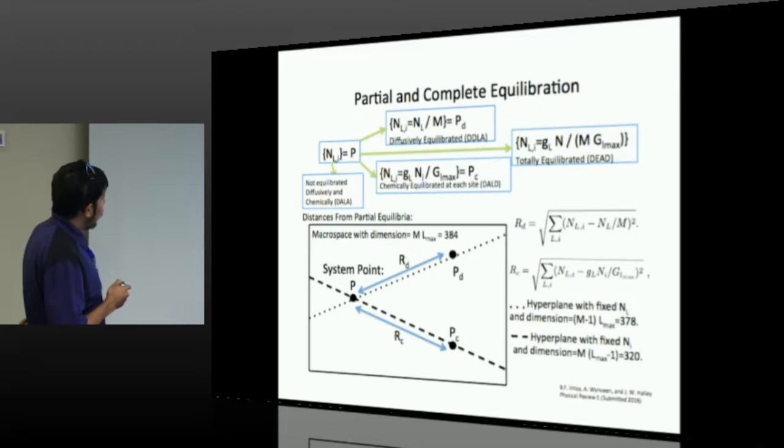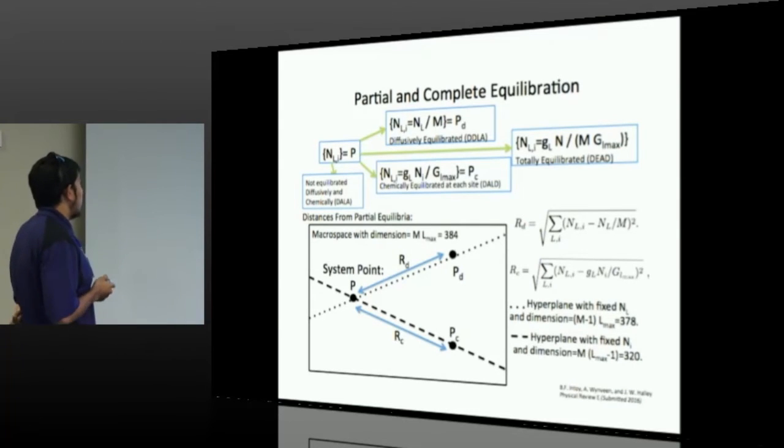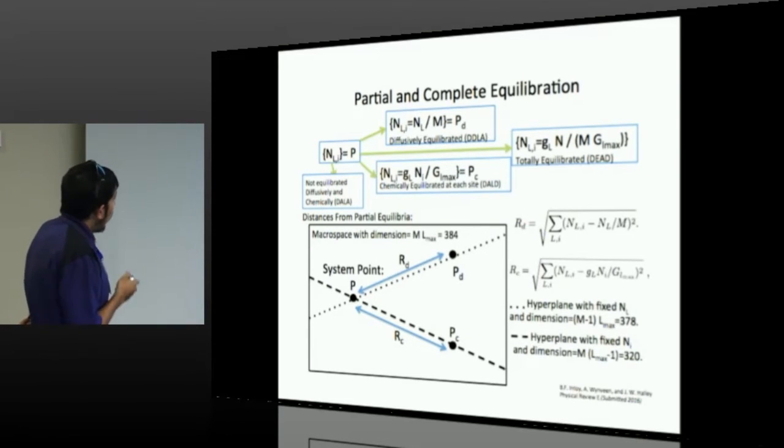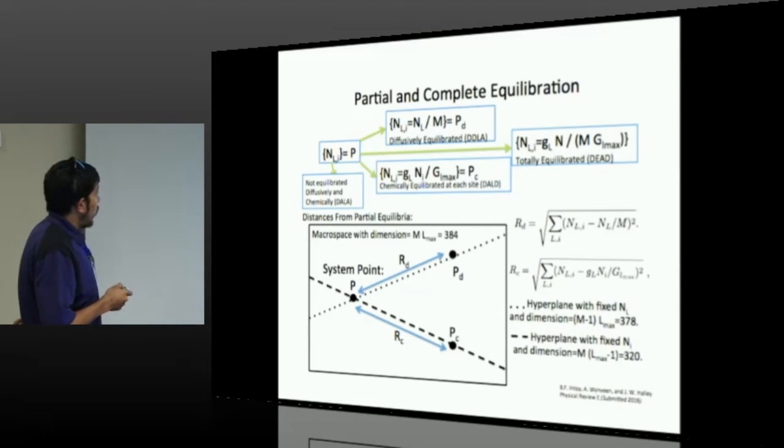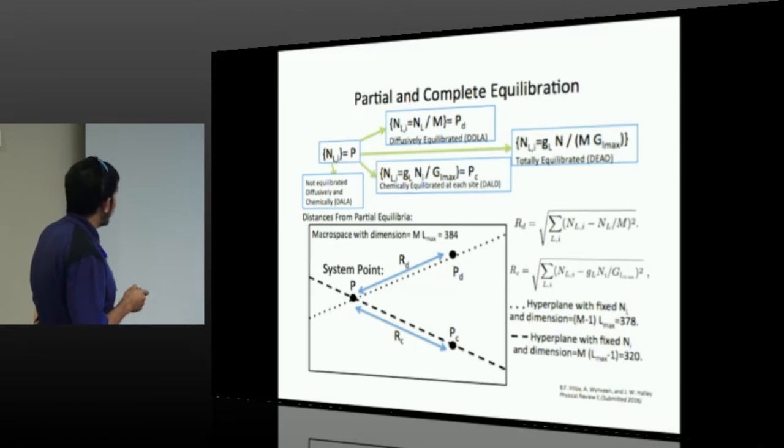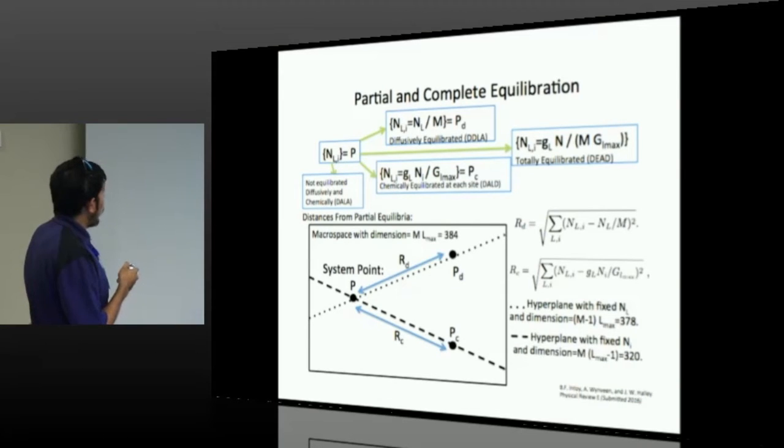And like I said before, it can be diffusively equilibrated, which we call diffusively dead and locally alive. That just means all the particles of length L are evenly distributed across the lattice, and we label it P_D on this macro space. The system can also be chemically equilibrated at each site, which we call diffusively alive, locally dead, and we label that P_C. The system can also be chemically and diffusively equilibrated, which we call totally equilibrated, or just dead. And if it is not diffusively or chemically equilibrated, we call it diffusively alive and locally alive.